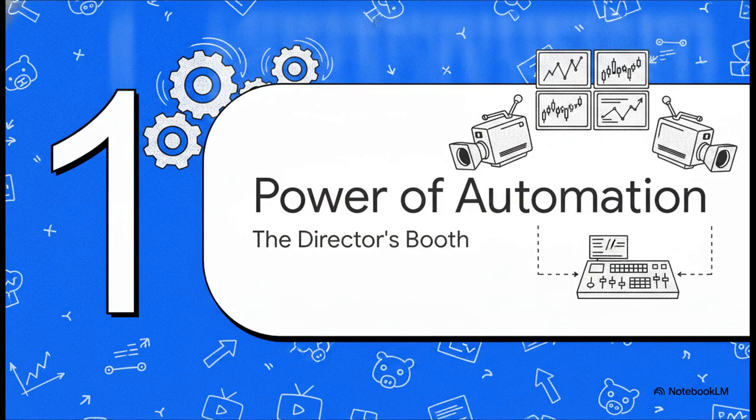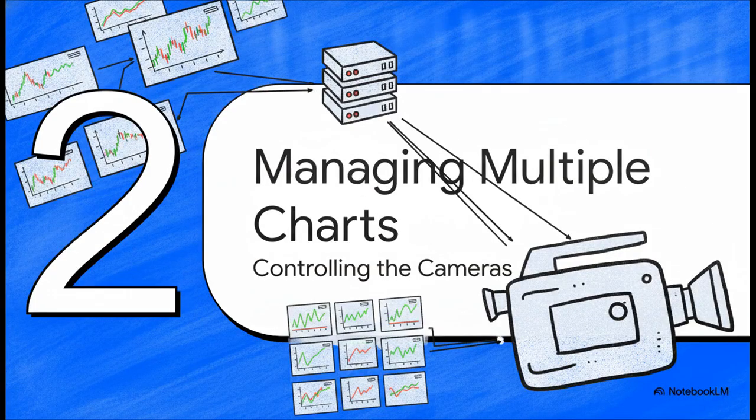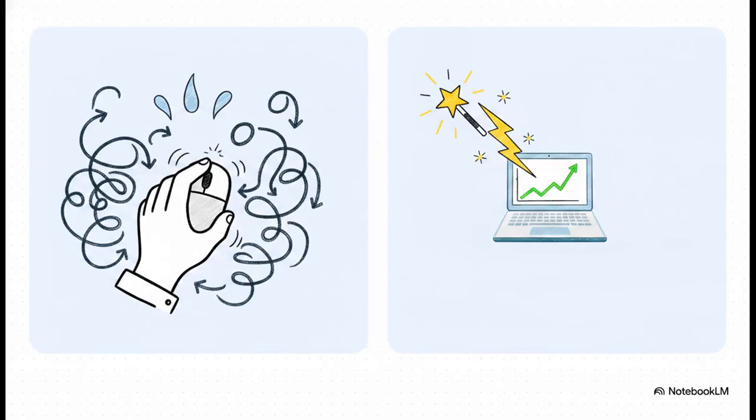Section 1. The power of chart automation, the director's booth. Section 2. Managing multiple trading charts, controlling the cameras. Imagine your MT5 terminal is a massive multi-camera TV studio, and you are sitting right there in the director's booth.